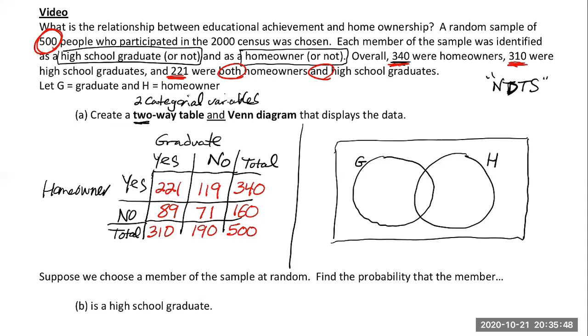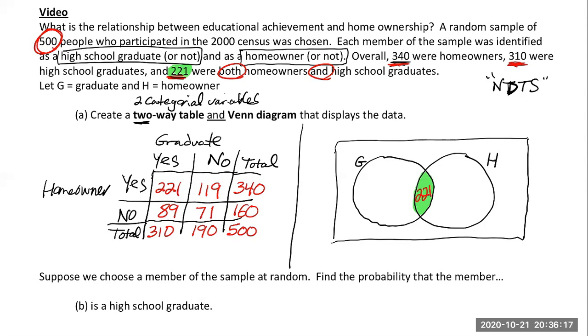So I would recommend when you have a Venn diagram, this center part, this overlap, to start with that. So that would be this: 221 were both homeowners and high school graduates. So we would slide it in here, 221 were homeowners and high school graduates.